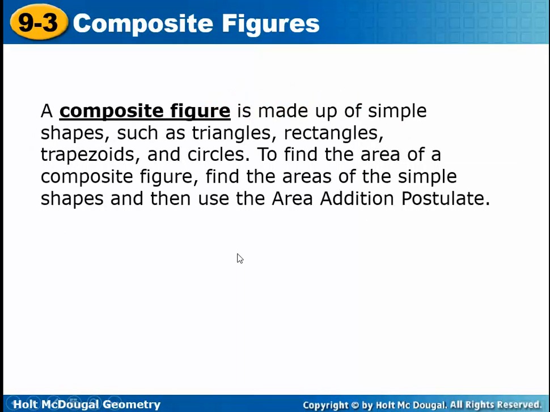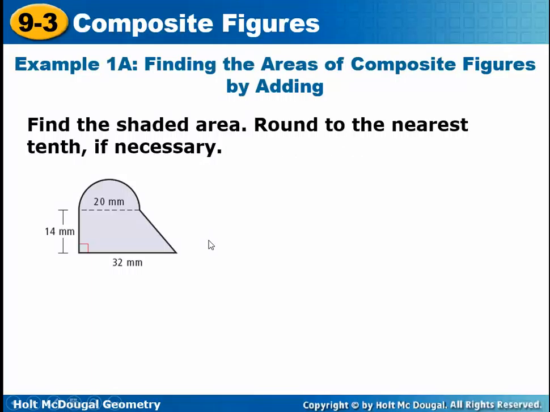A composite figure is made up of simple shapes such as triangles, rectangles, trapezoids, and circles. To find the area of a composite figure, you can find the areas of the simple shapes and then use the area addition postulate, add all those areas together, and you'll have the area of your composite figure. For example, in this picture we have this kind of odd-shaped figure. It looks like a half of a circle plus a trapezoid. So we will divide it into those parts.